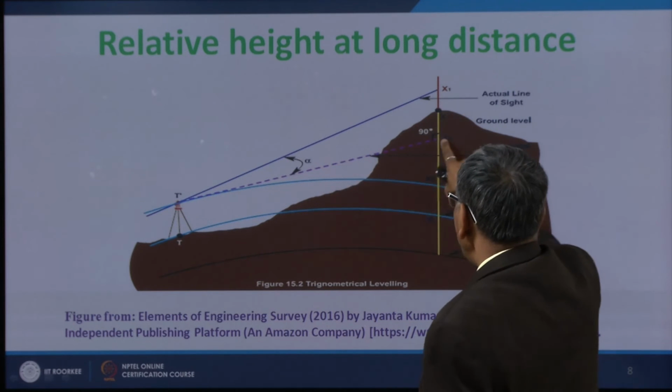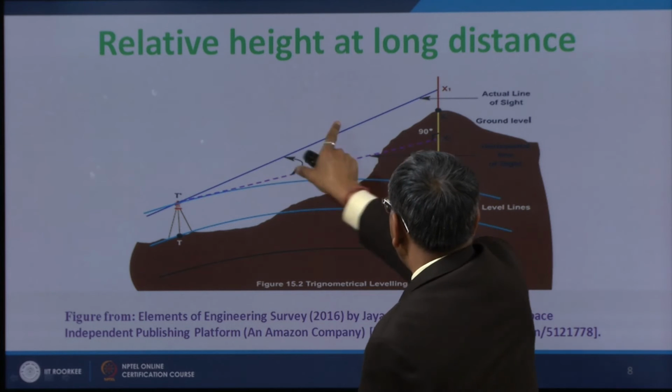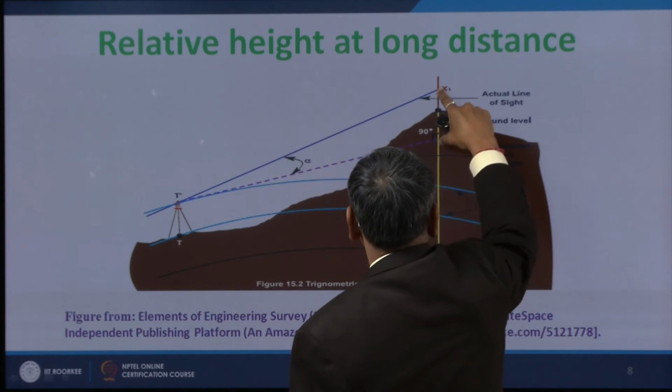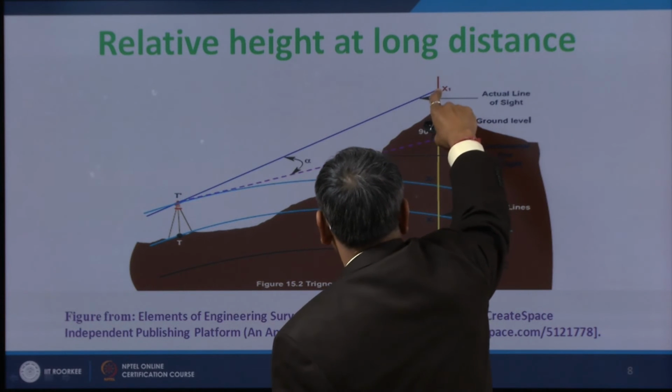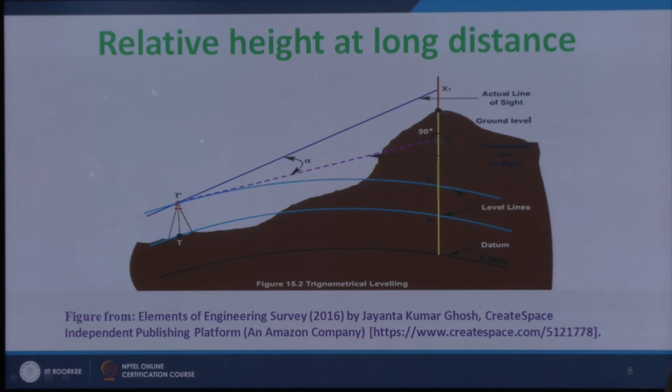This is the horizontal line, and this is the slope distance. From the slope distance L and this angle we will be able to get L sin alpha, and then this is the height of the prism. So, we have to subtract it.